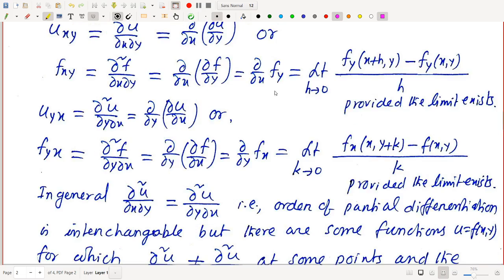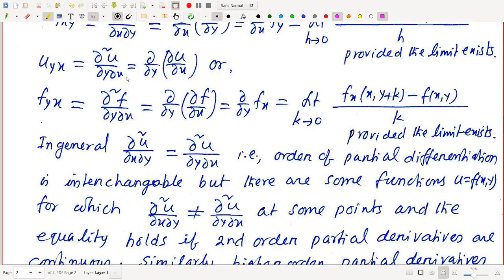So it will be in terms of limit h tends to 0. When we find the derivative with respect to x, we generally write limit h tends to 0. But the function here is not f, the function is f suffix y. So it is f suffix y of (x plus h, y) minus f suffix y of (x, y), divided by h, provided the limit exists. Here actually what we have done is the value of the partial derivative with respect to y at the point (x plus h, y) minus the value of the partial derivative with respect to y at the point (x, y), divided by h as h tends to 0. So it is the rate of change of the function f suffix y, the partial derivative with respect to y, with respect to x again. That's why it is del square f by del x del y.